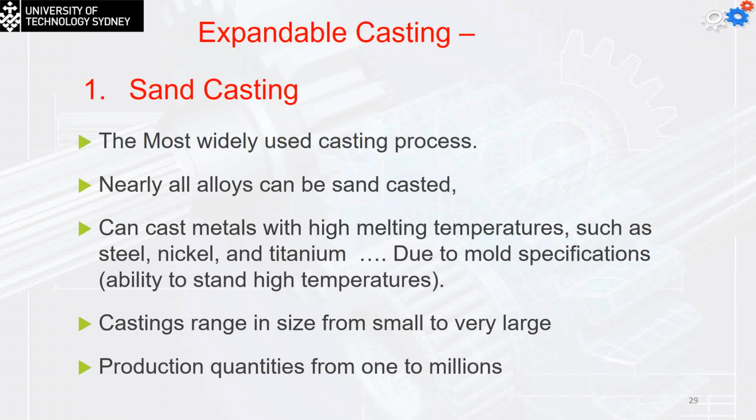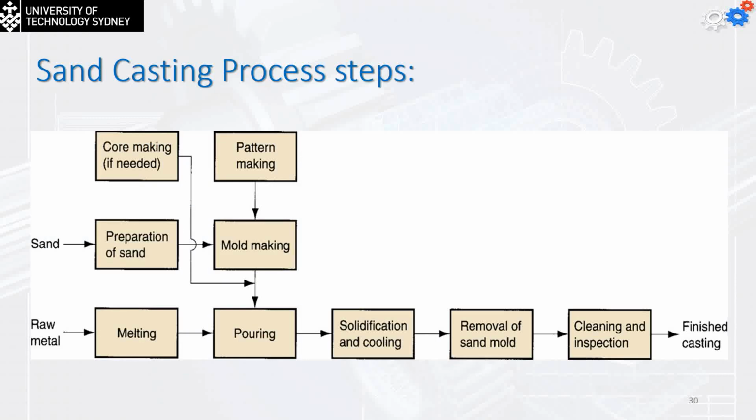This diagram is going to be very necessary when you are going to write down your report. The steps to make the sand casting. The first thing, we start from here. You have to make the core. If I need to have a cavity inside my part, I need to make the pattern. I start to prepare the sand, make the mold using the pattern, put the core in if needed, prepare the raw material, do the melting, do the pouring in the mold I just made, wait for solidification and cooling, removal of the sand mold, cleaning and inspection, again to have the finished casting.